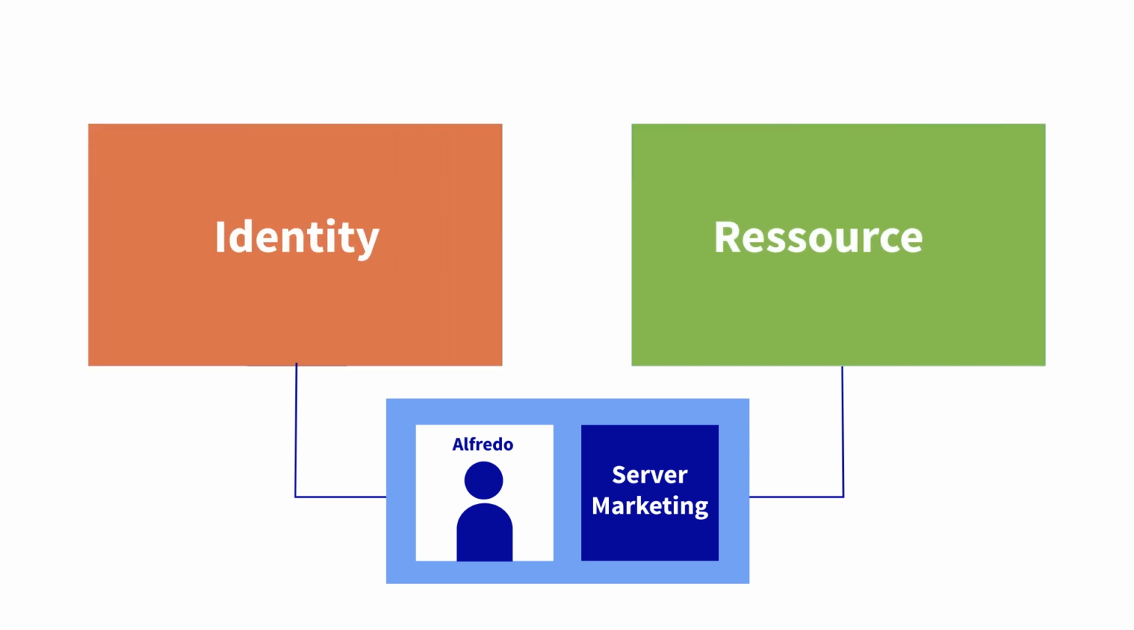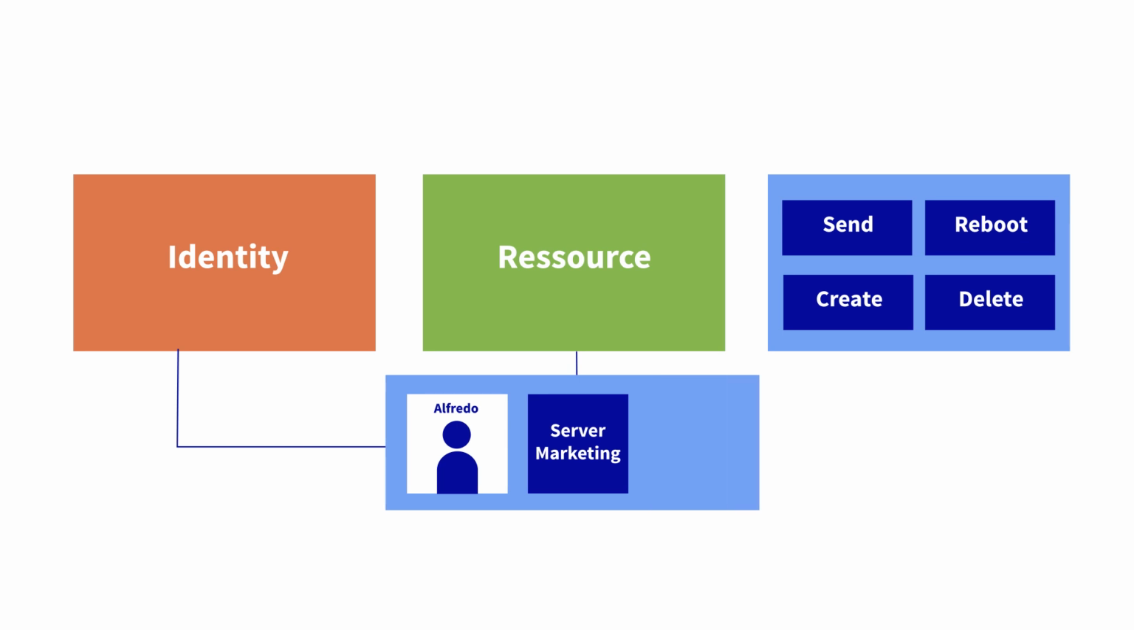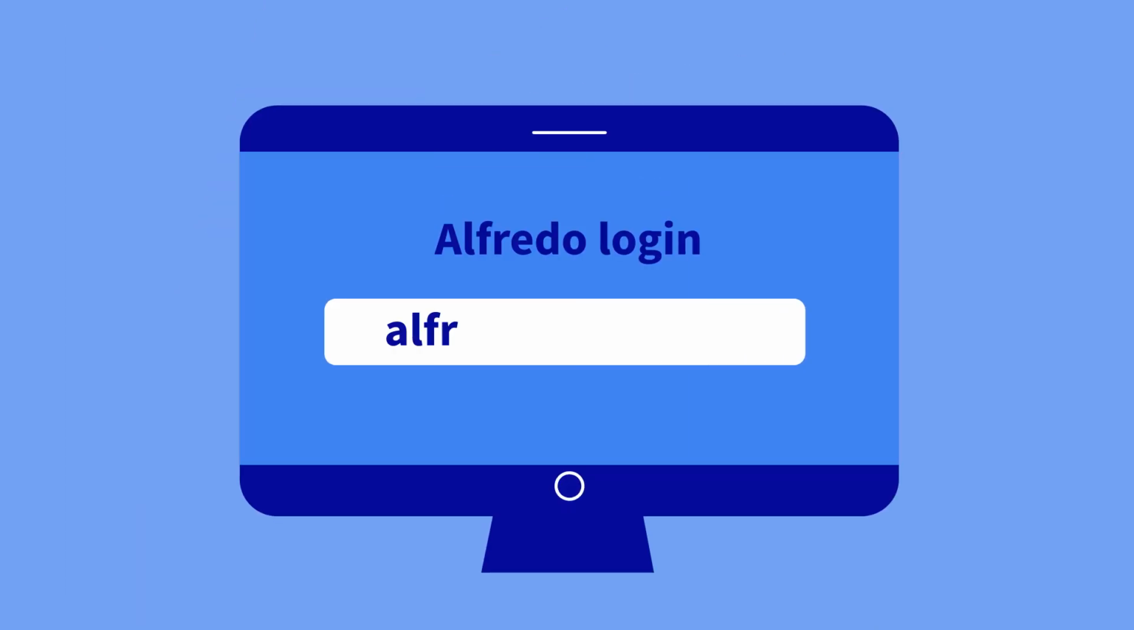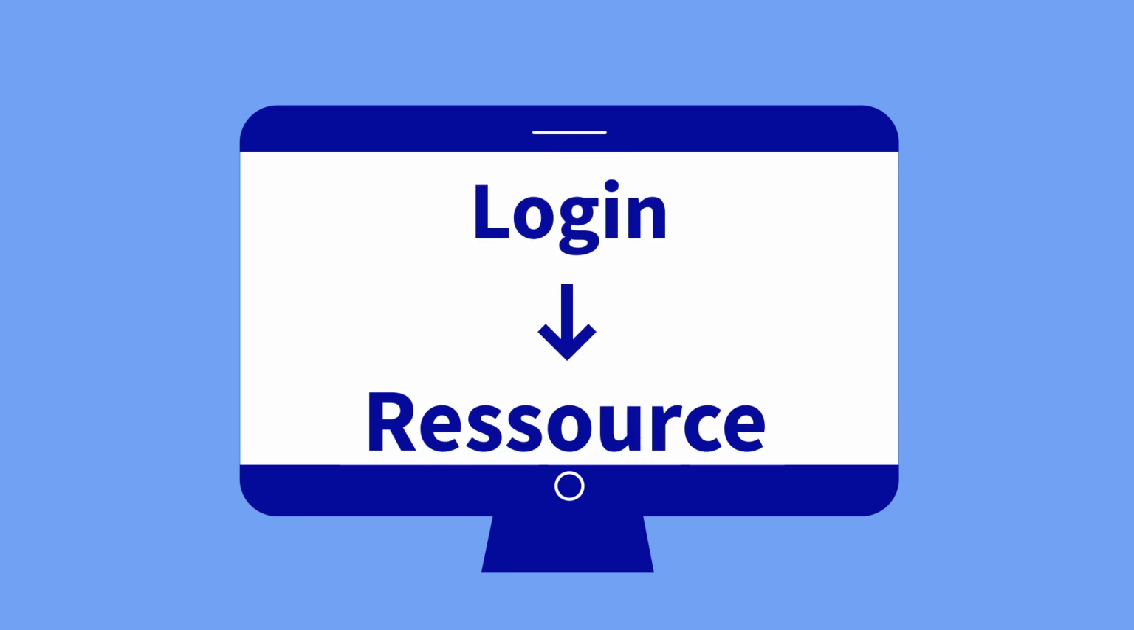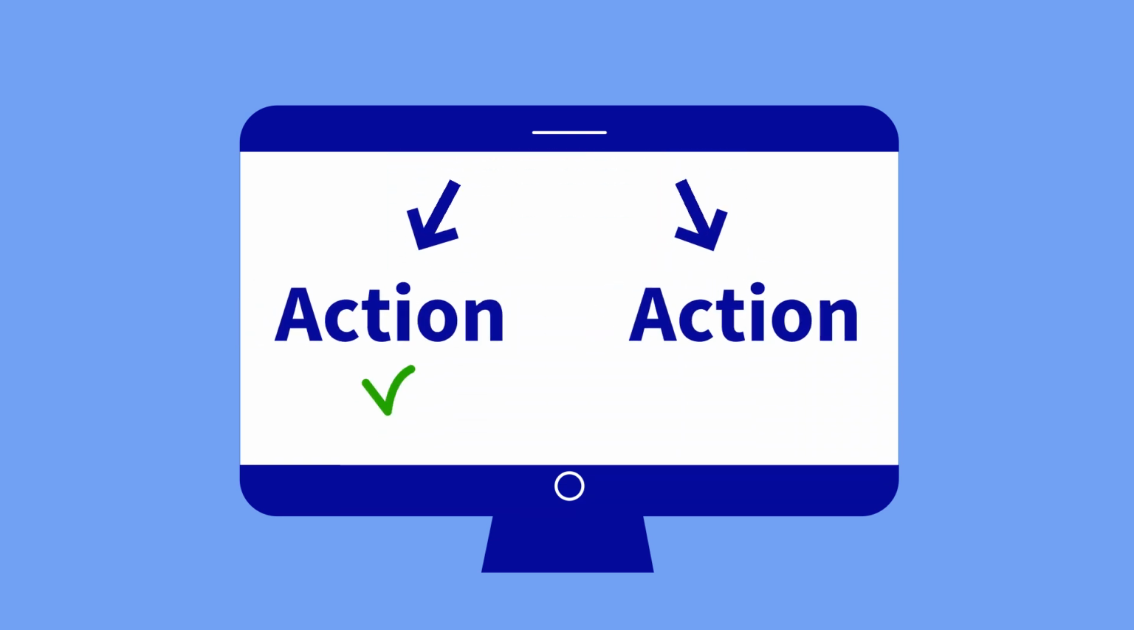Alfredo is an identity, the marketing server is a resource, and managing the server is an action. She will first create an identifier for Alfredo, then go to the IAM interface to associate this identifier with the resource and define the actions that he will be authorized to perform.